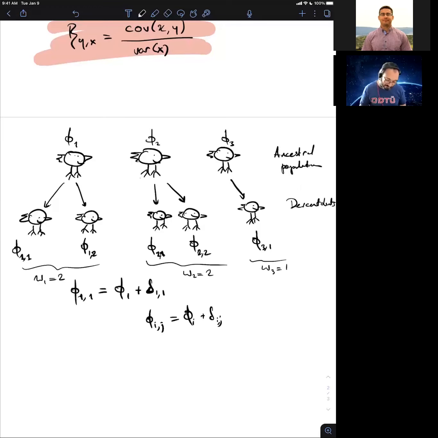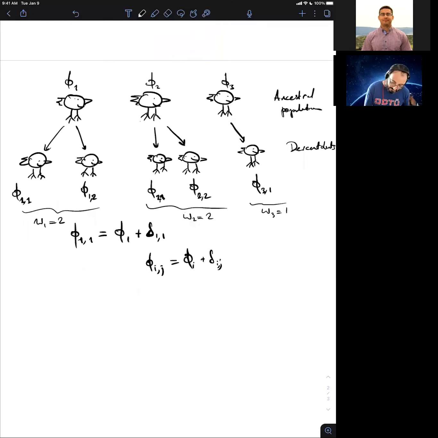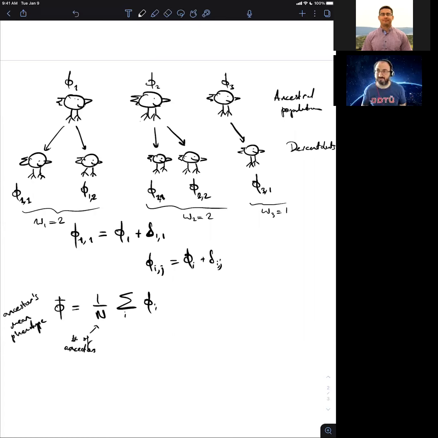Okay, so now we're going to write down phi bar. This is the ancestor mean phenotype, and it's simply 1 over n, where n is the number of ancestors, times the sum over all the phis.